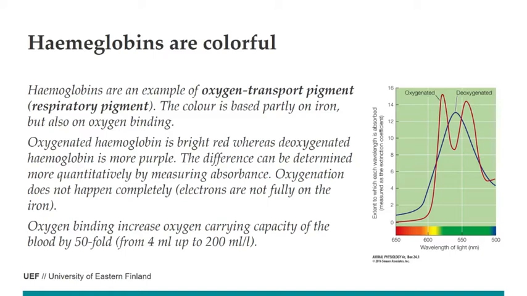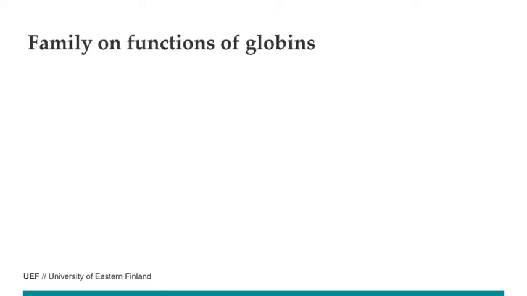And not only is it colorful, it also increases the oxygen carrying capacity. Without the hemoglobin, we could only have 4 milliliters of oxygen per liter of blood. And now, with the hemoglobin, we can have 200 milliliters per liter. So it's a 50-fold higher oxygen carrying capacity. But we have to remember that although we usually think it's only the hemoglobin, we actually have a family of globins, even in the human genome, and in other animals, we don't even always have the hemoglobin at all.